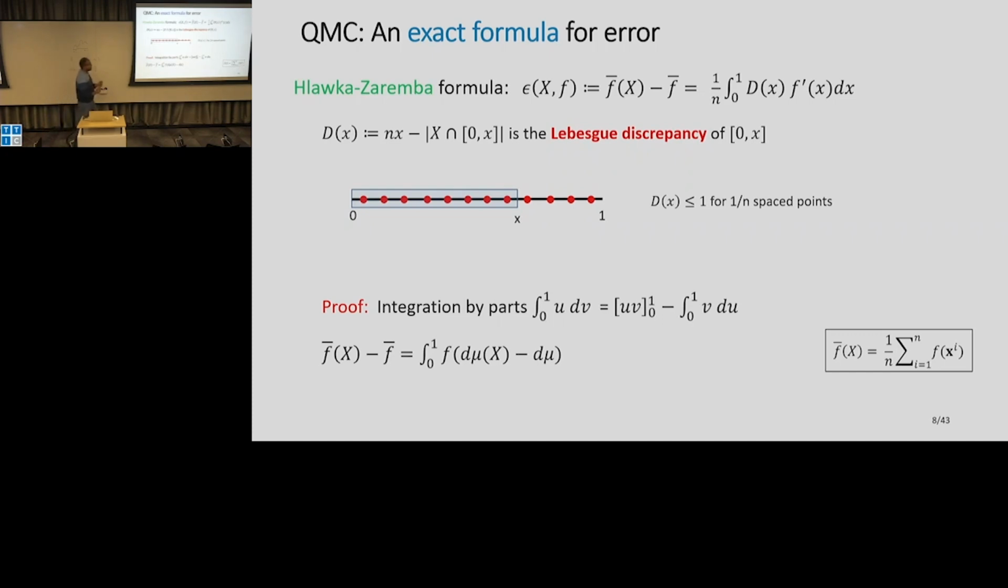So I can write this error just as f times the difference of these two measures, and if I just do integration by parts, you will get the derivative here and the integration there. And if you stare at it for a few seconds, you realize the integration of this is exactly this function.